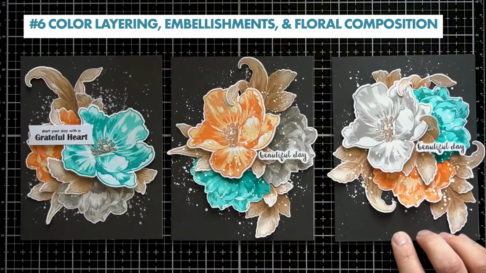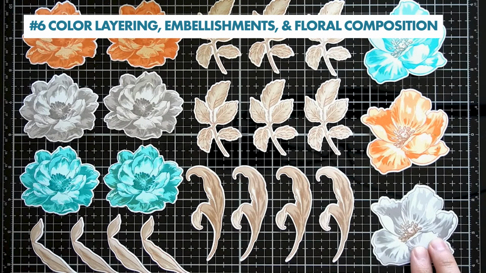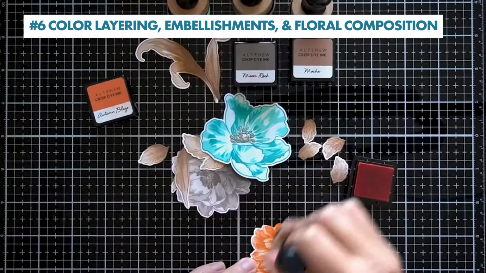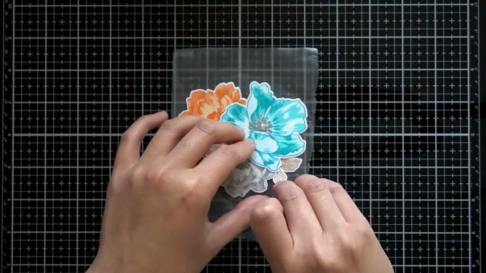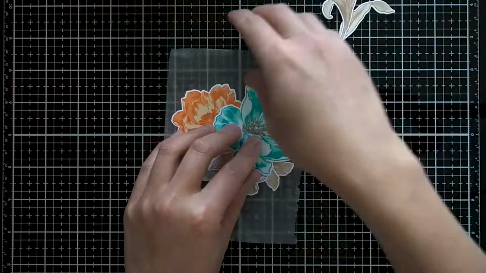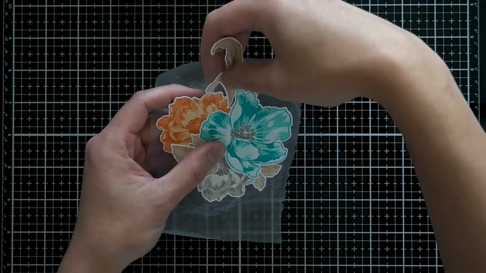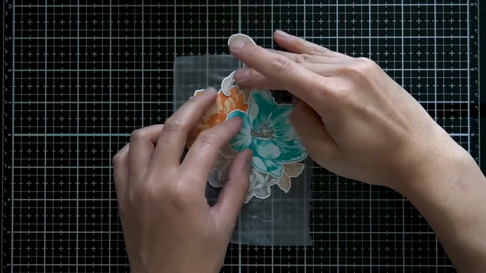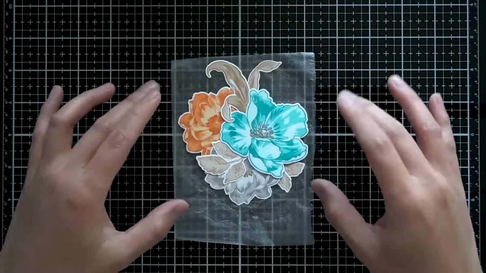Colour layering, embellishments and floral composition. In this final oldie but goodie video, Jaycee gives us some valuable tips to help with card composition. I am arranging my flowers and leaves in a triangular formation to keep things interesting. I like my flowers to point away from a central point, so you'll see that none of the flowers or leaves point in toward the center of the card. I like the movement out from the center like a dynamic bloom.